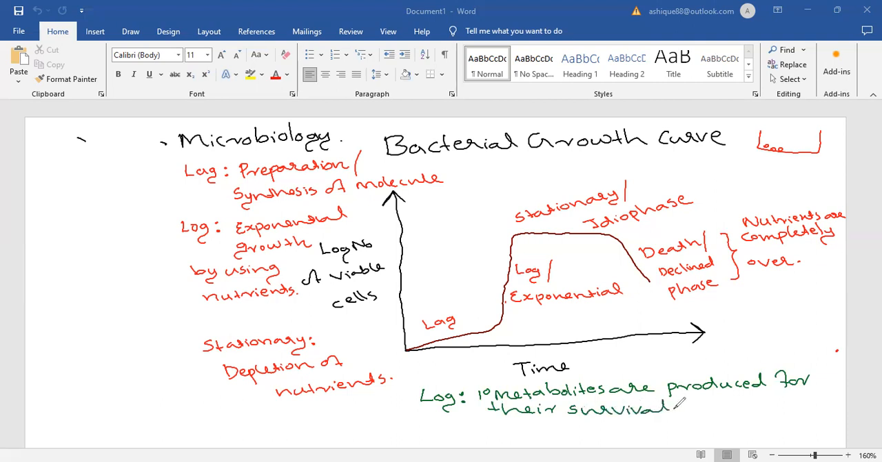What is the difference between primary metabolite and secondary metabolite? Primary metabolite means that metabolite will have a known role in that organism's body. Secondary metabolites will not have a role in that organism's body, but they will be beneficial for other organisms.